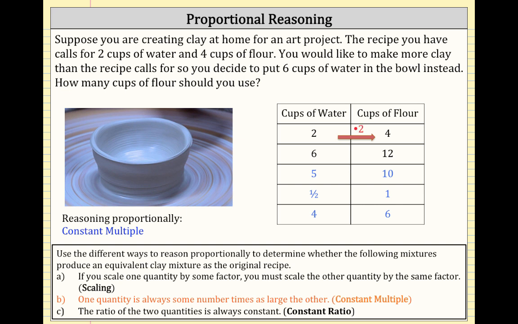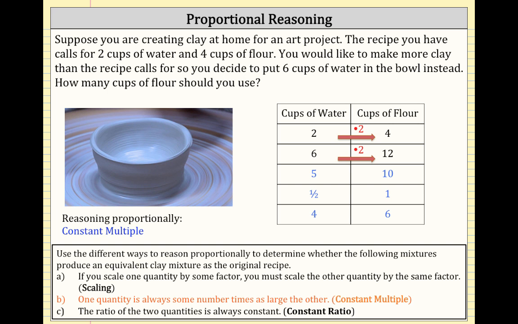So let's see, 2 times what is 4? According to this, 2 times 2 is 4. That is the constant multiple. That would take you from the one input to the output. So what this tells us is that when we're comparing all the other values, you should be multiplying by 2 to get from the cups of water to the cups of flour, because one quantity is always some number times as large as the other. Again, this is from that constant multiple perspective.